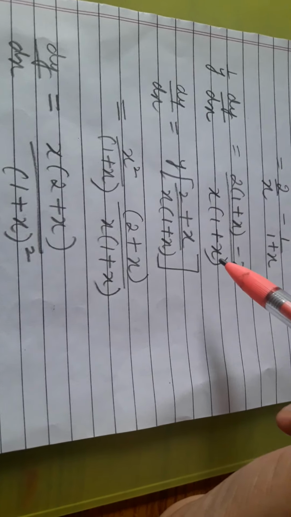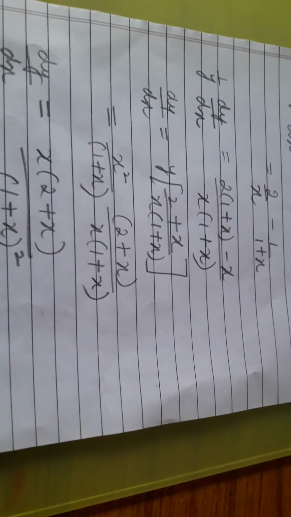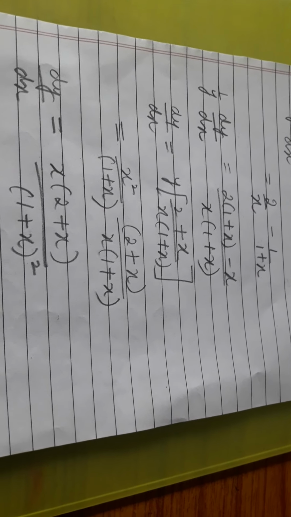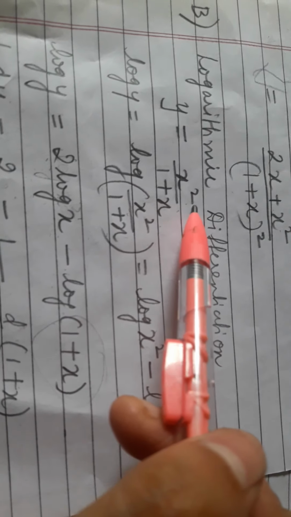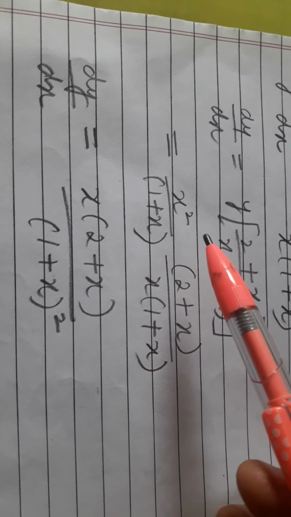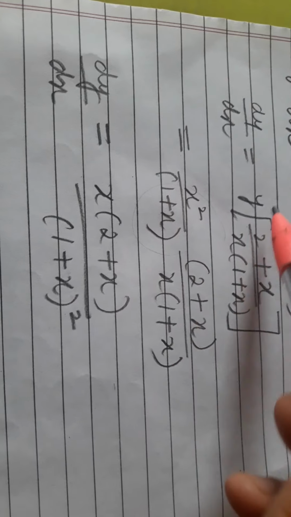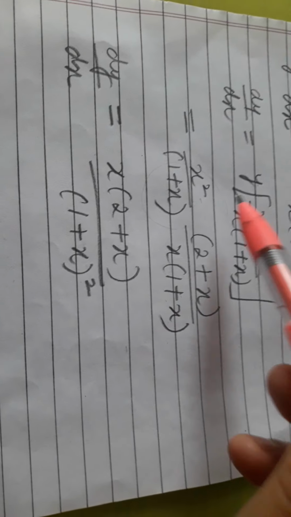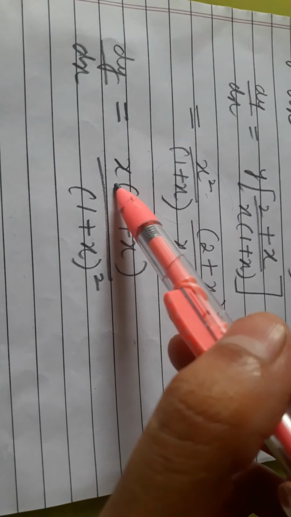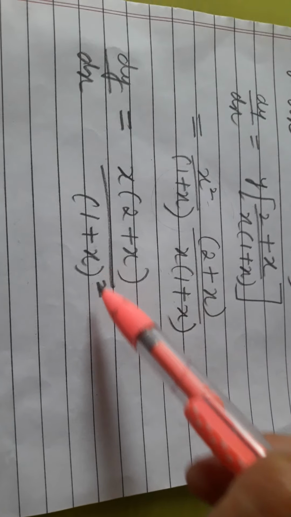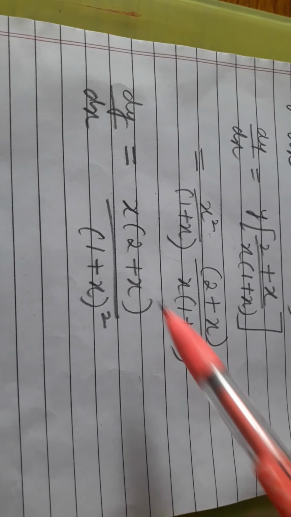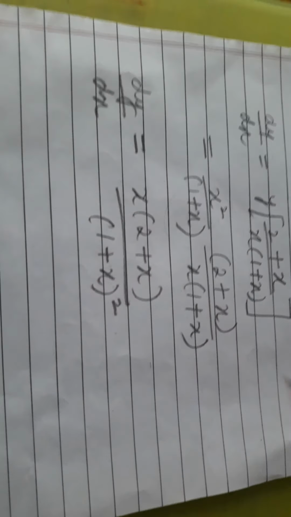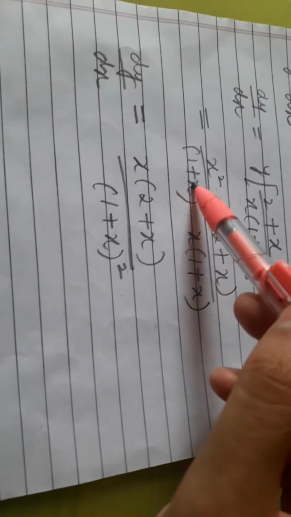Alright, so what is my y? Let's go back to where we started. This is y, right? x square divided by 1 plus x. Let's put it in that place. So y is x square divided by 1 plus x, and then 2 plus x by x into 1 plus x. This x and this x get cancelled, so there's only one x on top. And 1 plus x into 1 plus x is 1 plus x the whole square. So this is x into 2 plus x divided by 1 plus x the whole square, right? It comes down, this into this.